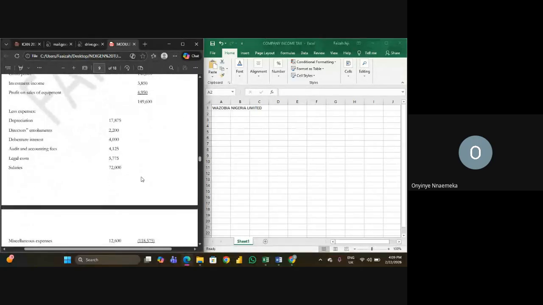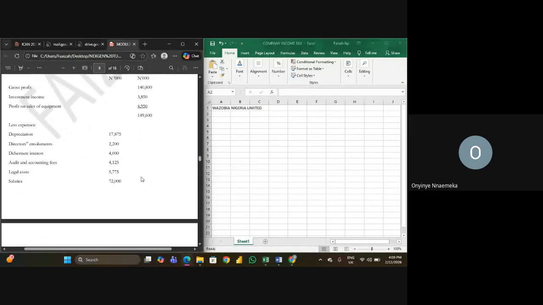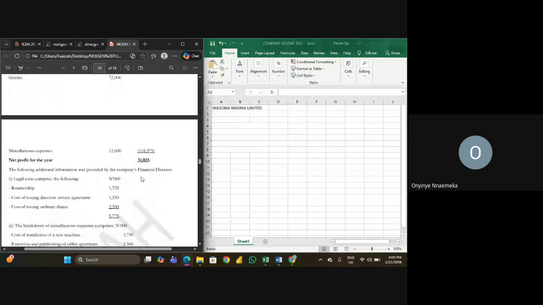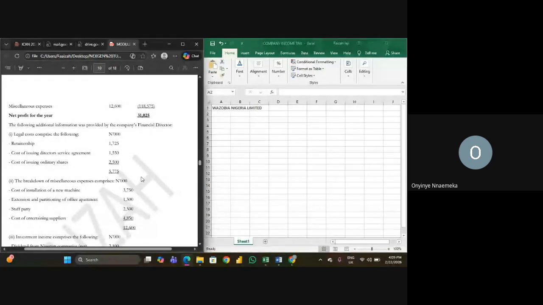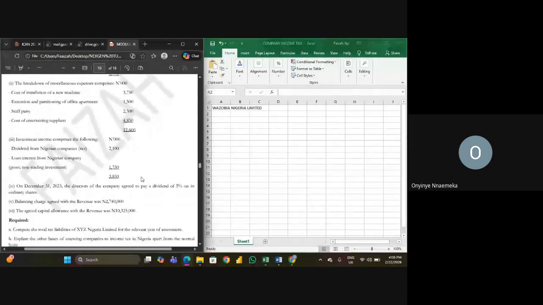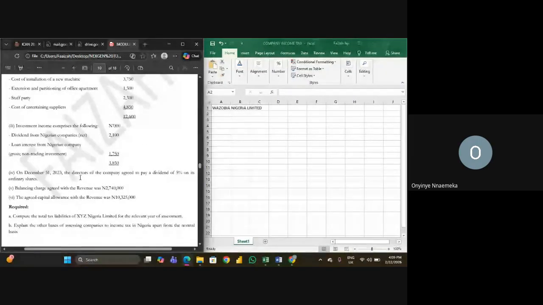So we have the SOPL. We have additional information as well. Then we have our requirements. On December 31st, the directors of the company agreed to pay dividend of 5%. Balancing charge agreed was this. Agreed capital allowance with the revenue was this. So compute the total tax liability of XYZ Nigeria Limited for the relevant year of assessment. That's what we want to do now.